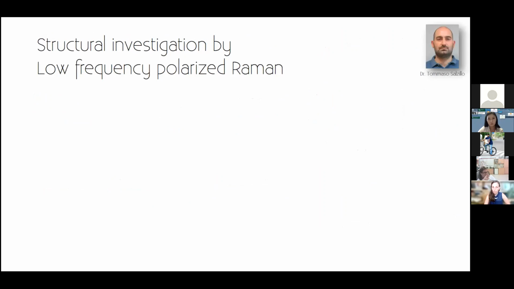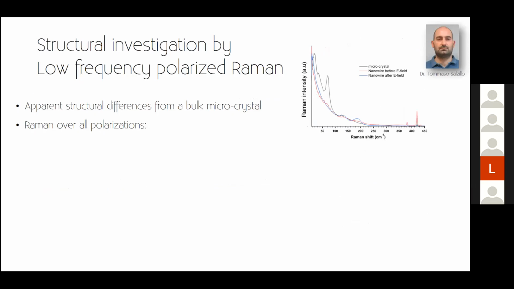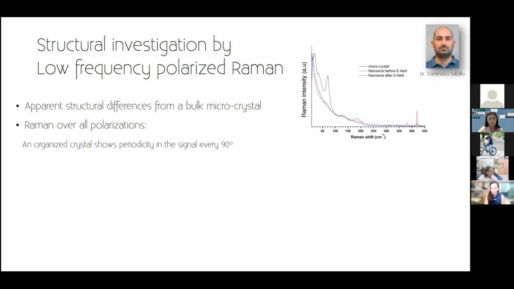We went further to structural investigation by low frequency polarized Raman, together with Dr. Tommaso Salzillo from Omer Yaffe's group. And this is a whole world which I'm just going to briefly explain. When you look at the initial spectra, you can see in black a regular bulk microcrystal with the characteristic spectrum of cesium lead bromide. And when you look at the nanowires, you immediately see a difference with the strained nanowires, which shows there's a structural difference. But more importantly, when we look over all polarizations of the incident beam and the collected beam, this can give us an idea of the order of the crystal that we're examining.